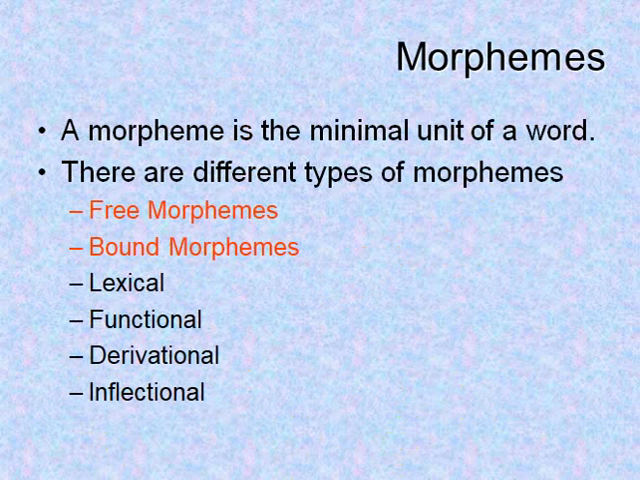Of course, the morpheme is the unit with which we can study the morphology of words. I mean, the structure and the way words are formed. Simply speaking, the morpheme, as introduced in your textbook, is the minimal unit of a word.